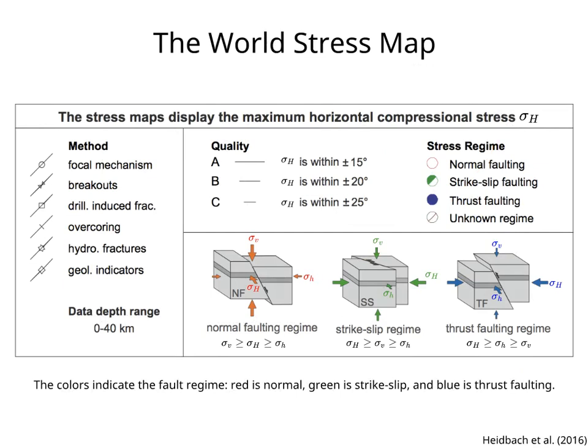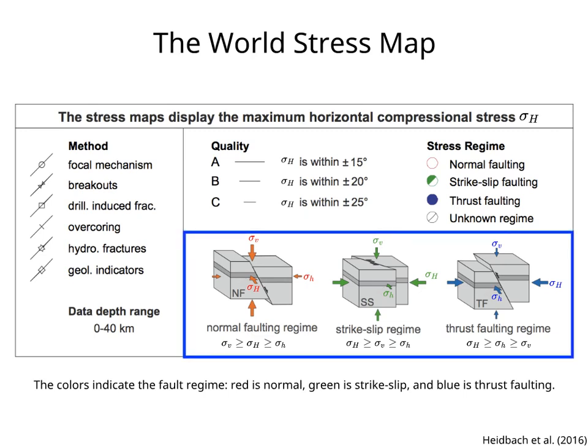The World Stress Map is a global database of the present tectonic stress in the Earth's crust. The stress indicators are earthquake focal mechanisms, well-bore breakouts, and drilling-induced fractures. In situ stress measurements such as overcoring and hydraulic fracturing, as well as active geologic indicators such as fault slip data and volcanic vent alignments, are also included. The World Stress Map displays the maximum horizontal stress, sigma capital H.